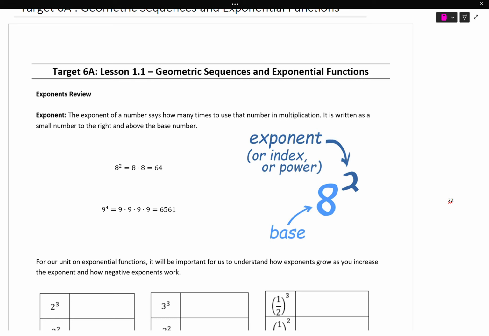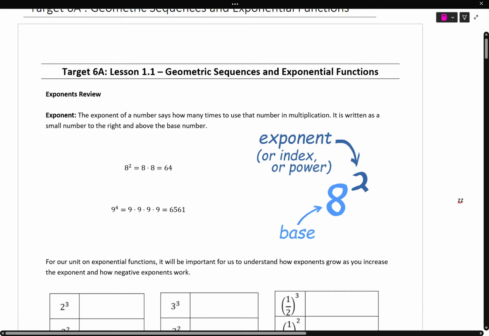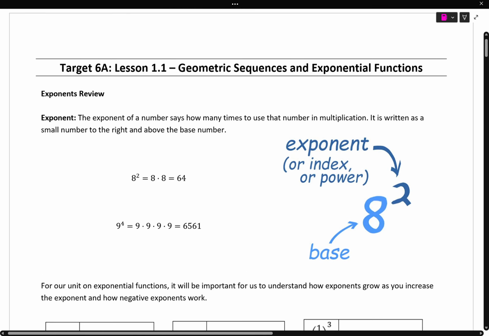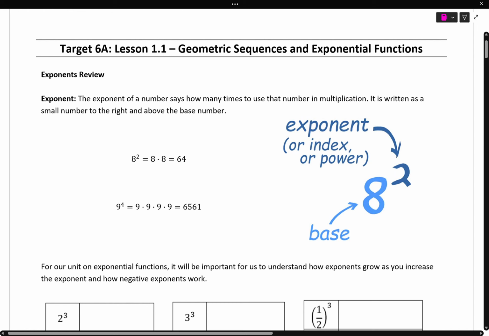Hello, and welcome to a little video about Target 6A, where we're going to be looking at geometric sequences as exponential functions. Now, the first thing that we did in class together a couple days ago is we reviewed what exponents are. So just for the sake of this video, let's talk about it a little bit.